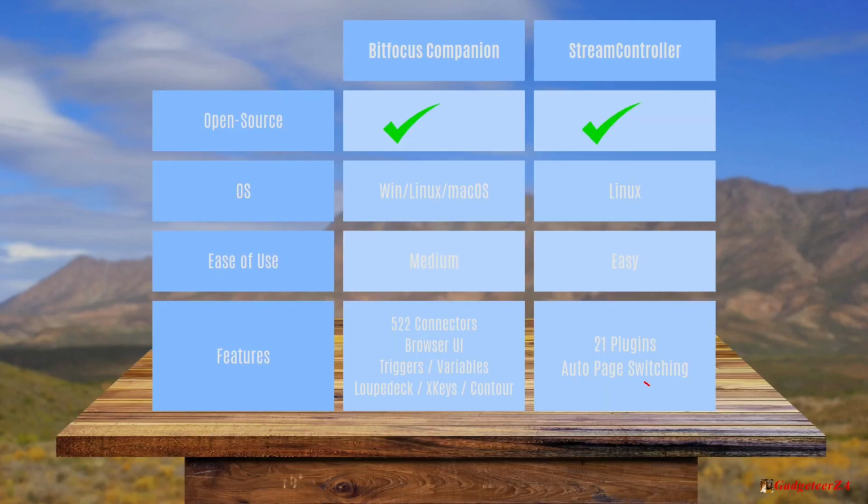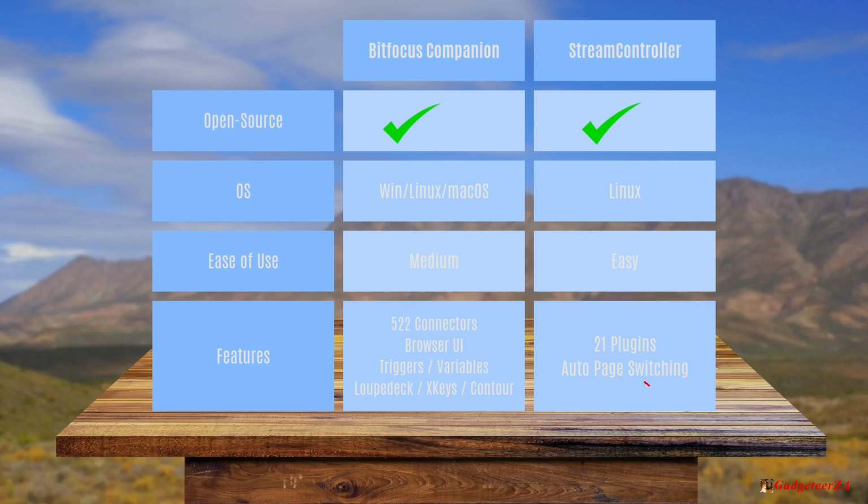So we've got Bitfocus Companion down the left column and StreamController on the right column. They're both open source apps. The difference comes in with the operating system. StreamController is a Python application and it's primarily focused at Linux, so all its plugins and so on work specifically for Linux. Bitfocus Companion is fully cross-platform, so it works with Windows, Linux, Mac OS, and you can also access it over browsers and that sort of thing as well.